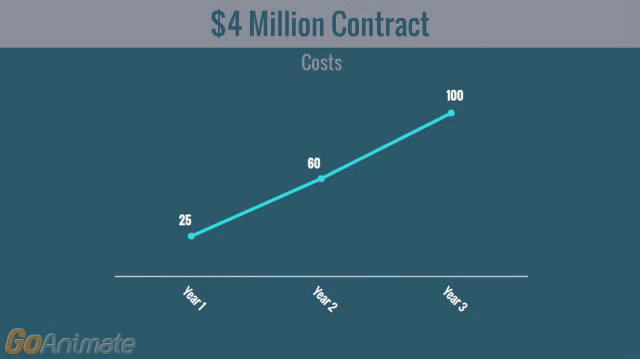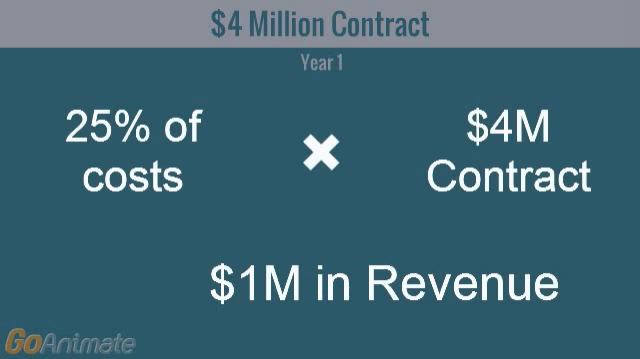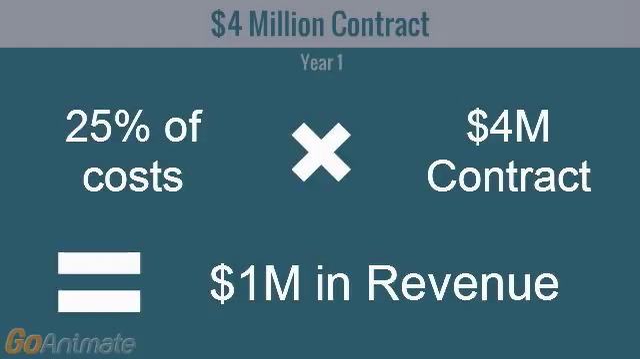For example, let's look at this $4 million contract that's going to be completed over 3 years. In the first year, we're going to incur 25% of our costs, so we're going to multiply 25% times our $4 million contract and recognize $1 million in revenue.